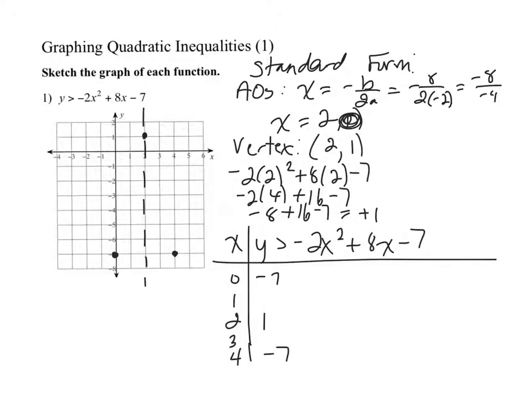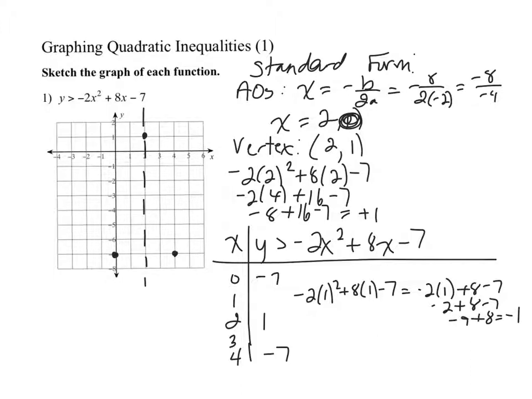And then I'm going to plug 1 in the place of x. So negative 2 times 1 squared plus 8 times 1 minus 7. Negative 2 times 1 plus 8 minus 7. So I have negative 2 plus 8 minus 7. That's negative 9 plus 8 is negative 1. So I have 1, negative 1. And then 3, when I plug 3 in, it'll also be negative 1. The reason I know that is because I'm going to go over 1 down 1, and then I'm going to mirror that point across.